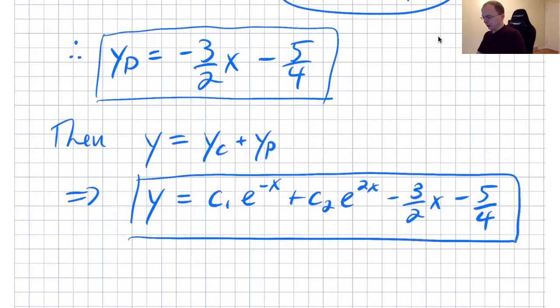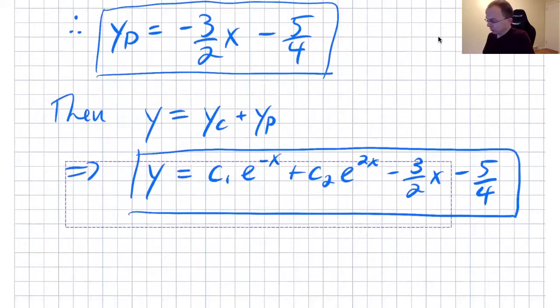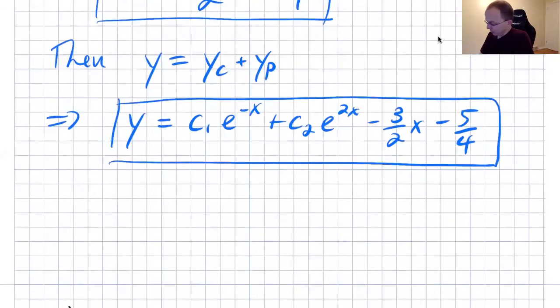There we go. So that is our general solution to the differential equation. So there's our general solution right there. Okay, so the question is just asking us for this particular solution, but why not write down the complete solution right there, since we already have the complementary solution? Okay, so there's another one down.